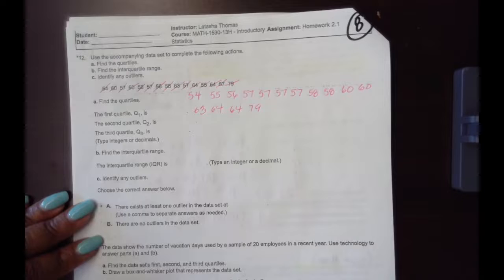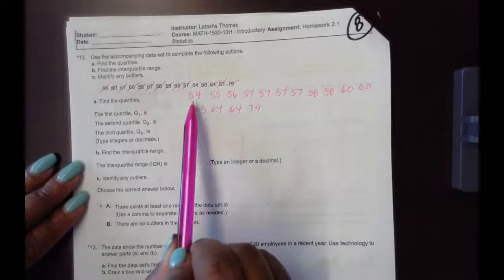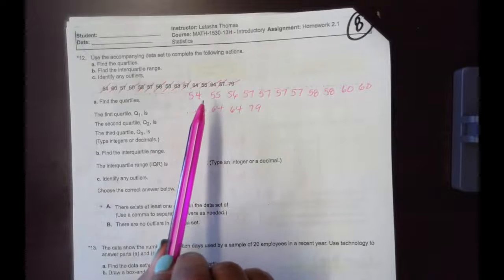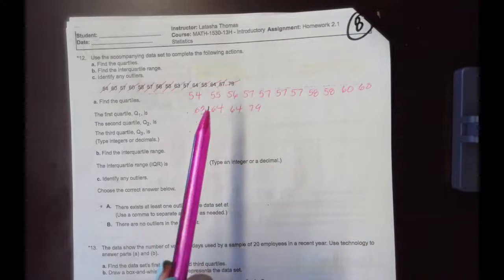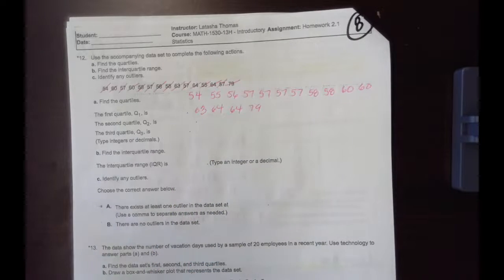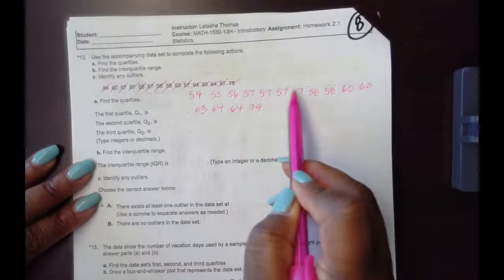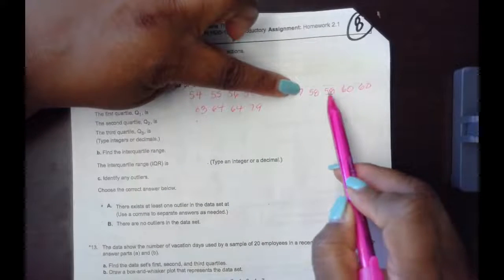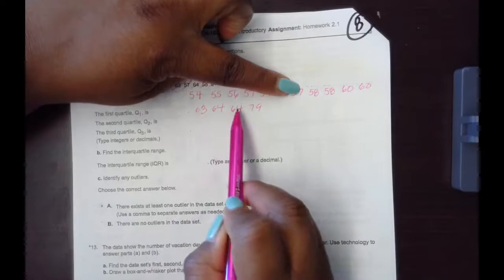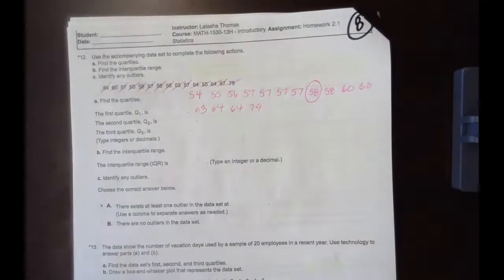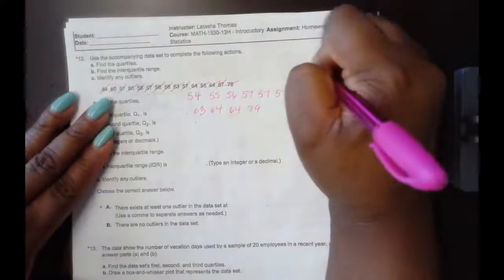It's the middle of the data set when the data is in order. Well, there are 15 numbers, right? So that means that there should be 7 numbers on the left of the median, 7 numbers on the right, because the middle innermost number would be the median. So 1, 2, 3, 4, 5, 6, 7. 1, 2, 3, 4, 5, 6, 7. So that means right here is our median. That's the median.